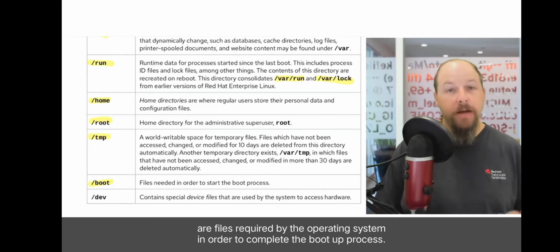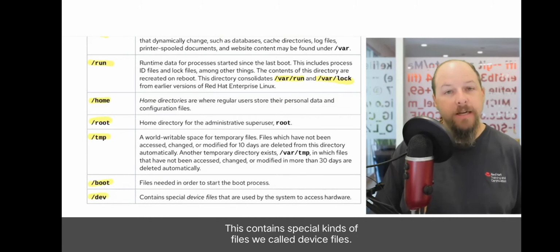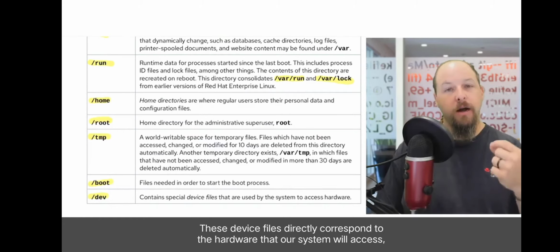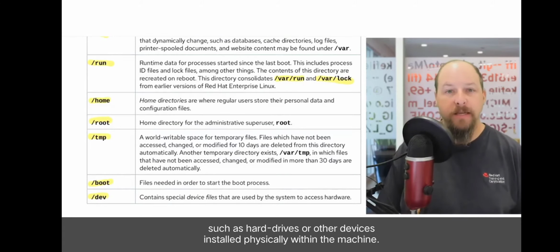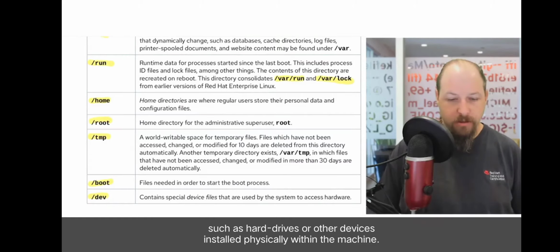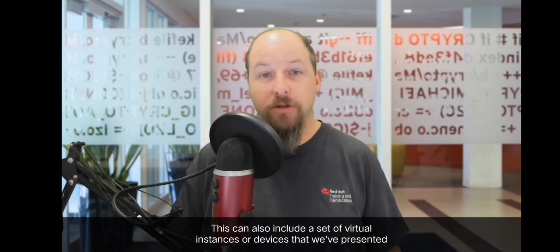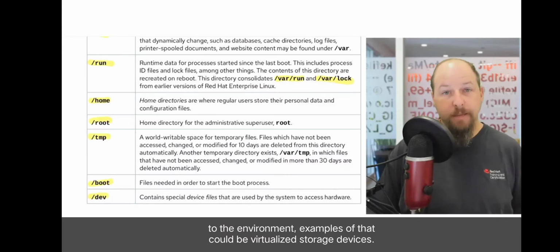The /boot directory contains files required by the operating system in order to complete the boot up process. And lastly is the /dev location. This contains special kinds of files we call device files. These device files directly correspond to the hardware that our system will access, such as hard drives or other devices installed physically within the machine. This can also include a set of virtual instances or devices that we've presented to the environment.